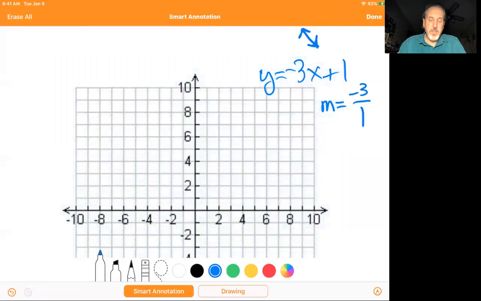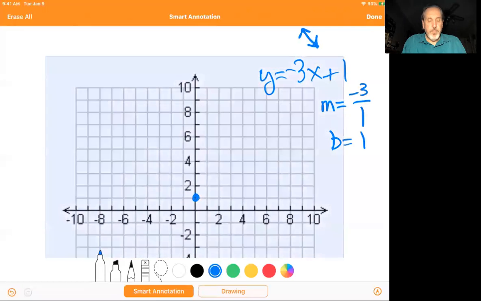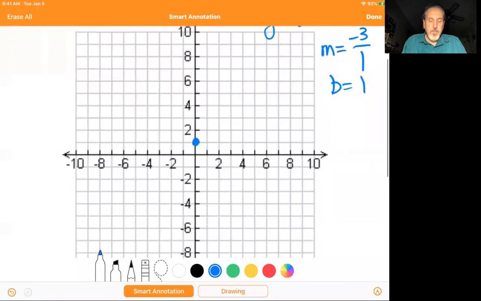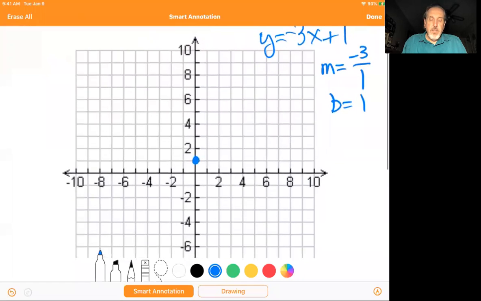I'm going to work you through this, and you're going to see exactly how it works. Remember that the b is your y-intercept. So right off the bat, we know that we have a point on the y-axis at 1. Hopefully you guys can see that. Okay. Now the slope is -3/1. Now let me remind you that the negative number means it's going to go down. That's your y value. But the +1 on the bottom means it's going to move in the positive direction.